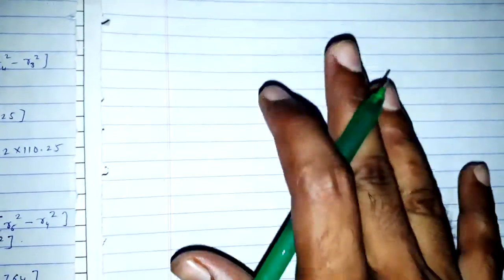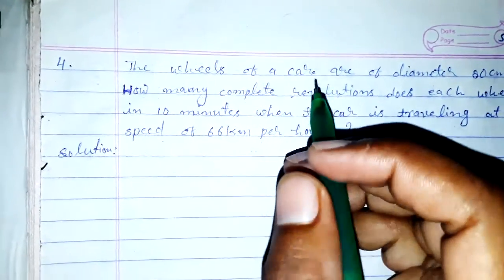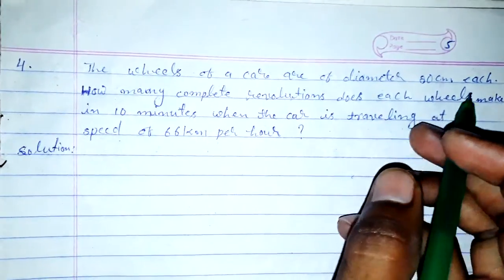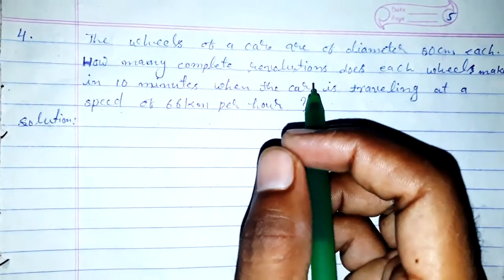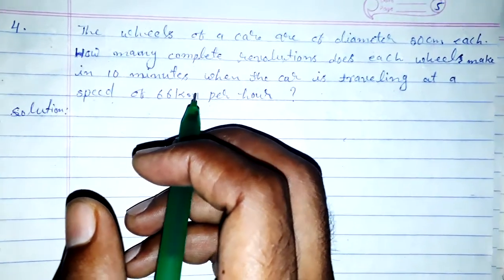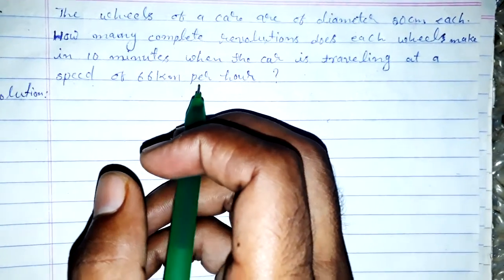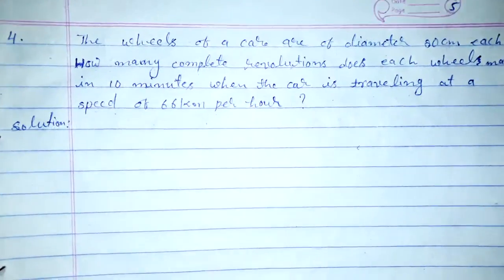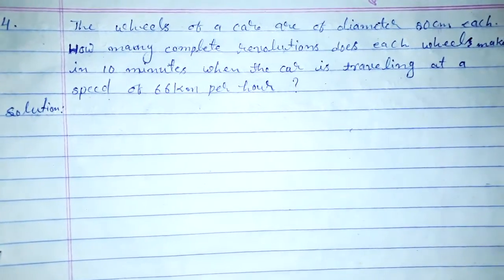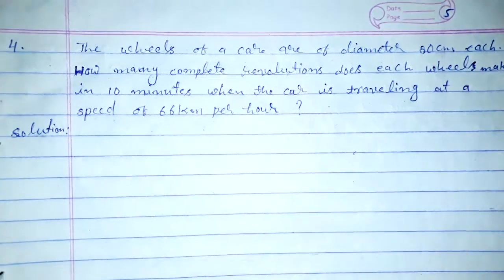Just complete the question. The next question is the fourth question. The fourth question is: the wheels of a car are of diameter 80 centimeter each. How many complete revolutions does each wheel make in 10 minutes when the car is traveling at the speed of 66 km per hour? We also know that if the wheel is revolving, the distance covered is the perimeter of the wheel, also called the circumference of the wheel.